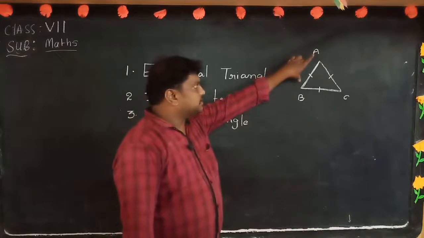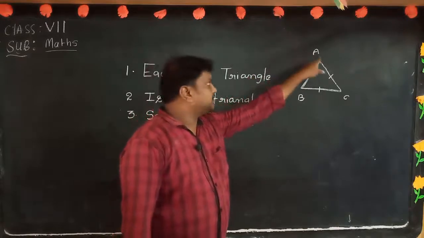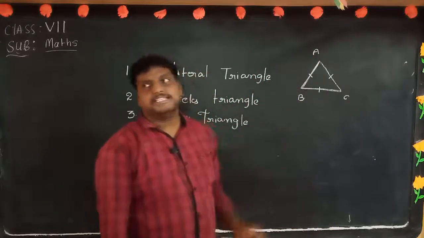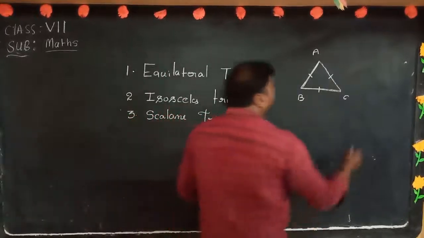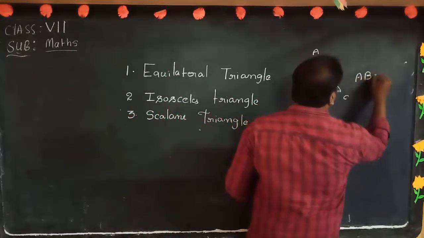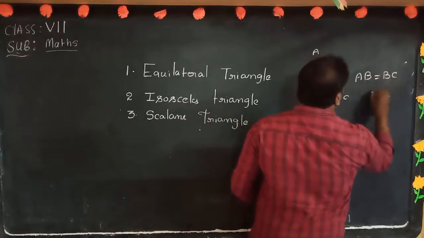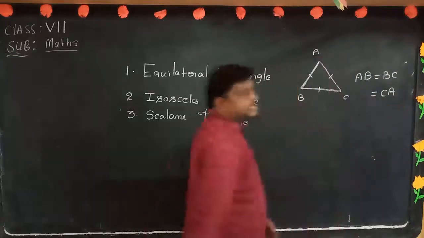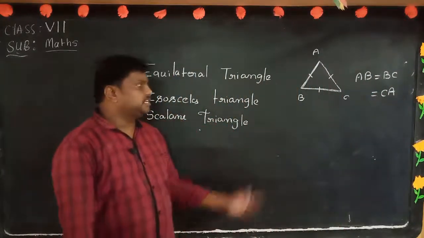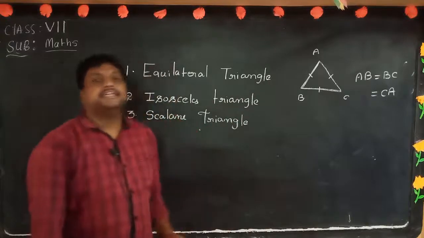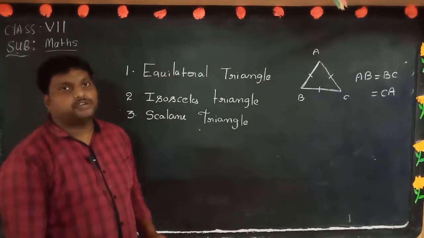Okay, this distance, from vertex A to B, is called side AB. In the equilateral triangle, AB is equal to BC is equal to CA.